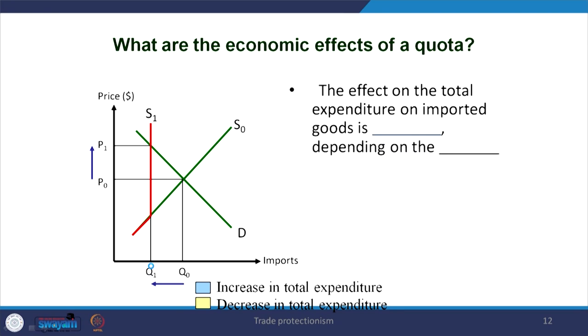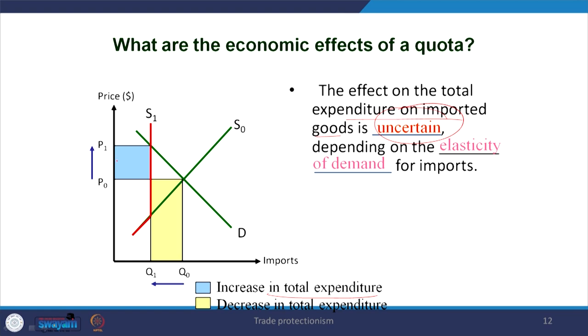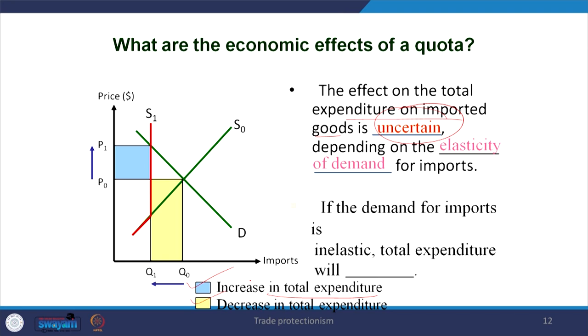So the effect on the total expenditure on imported goods is, again, depending upon what? The effect on total expenditure is uncertain, depending upon the elasticity of demand for imports. Even if we restrict, if demand is very elastic, then we can judge whether it has undermined the expenditure. Here, this color says increase in total expenditure, and this color says decrease in total expenditure. So the exact expenditure rise or fall depends upon the elasticity of demand.